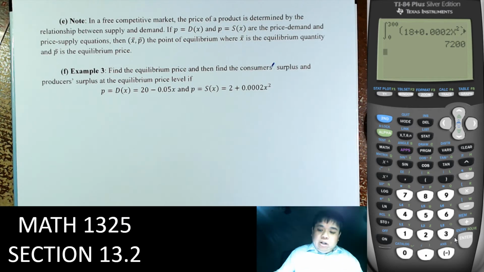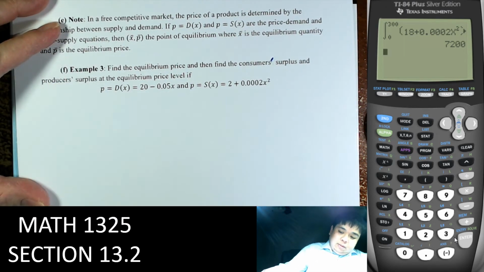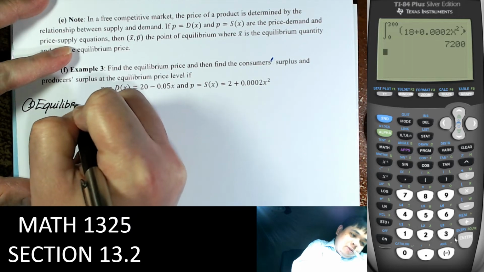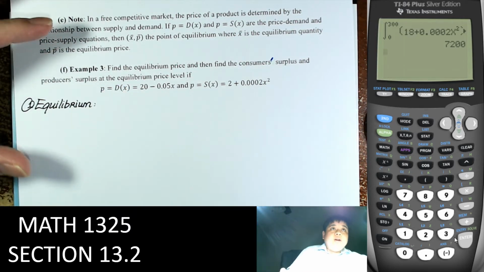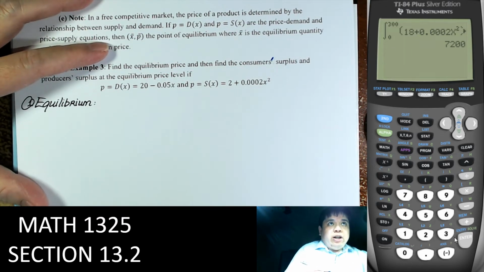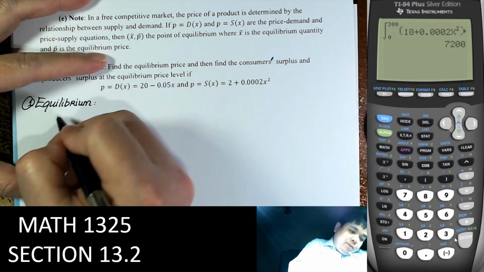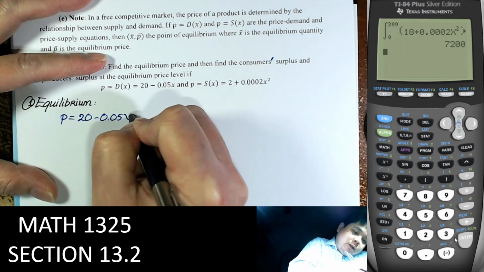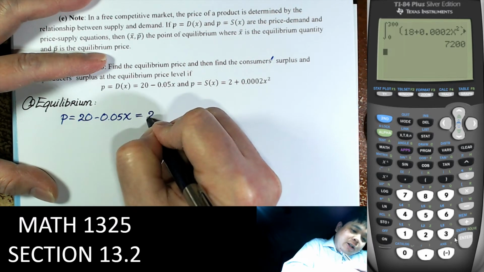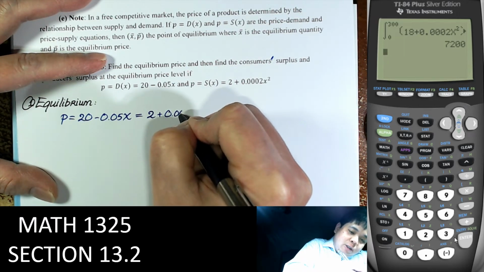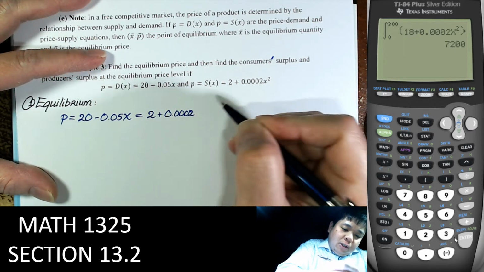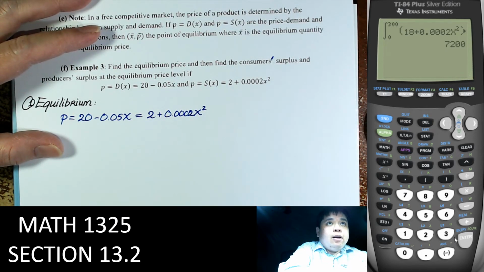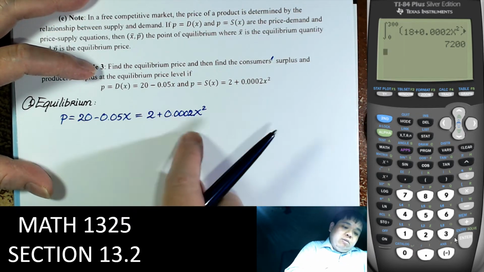Right, so first find the equilibrium price. Equilibrium means that the price demand equation and the price supply equation are equal to each other, and then we solve for x. So let's move everything to one side.